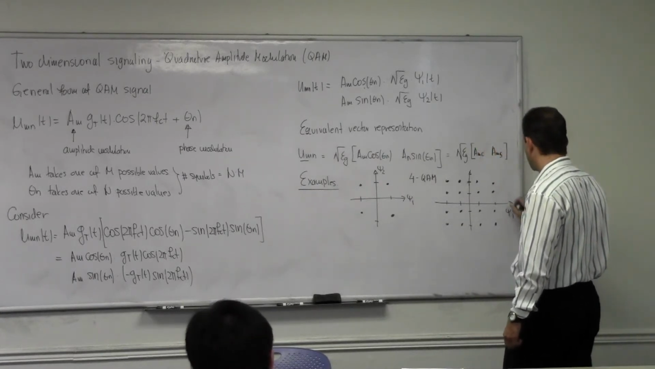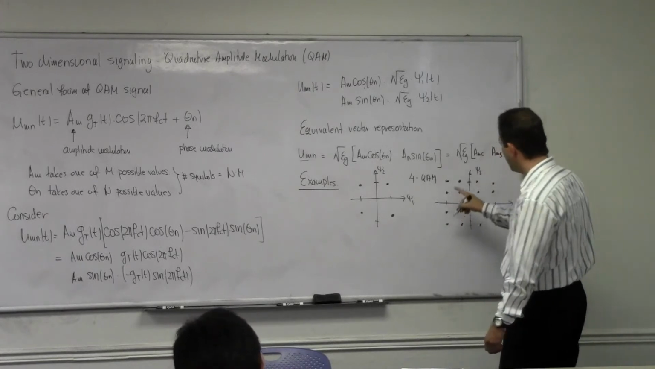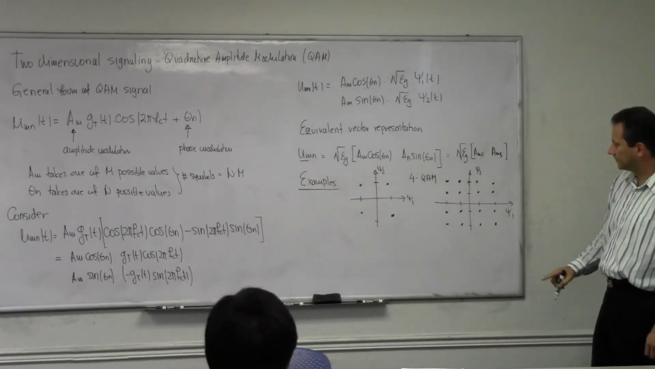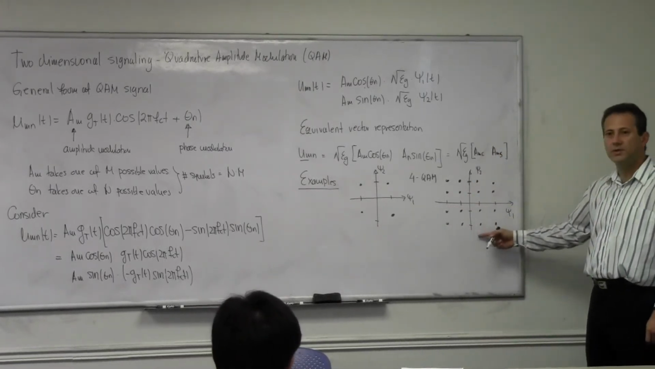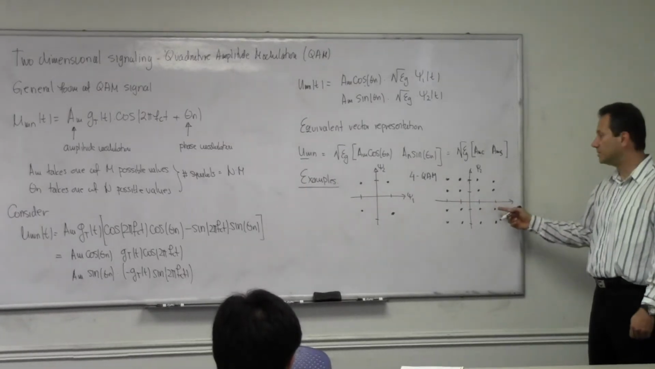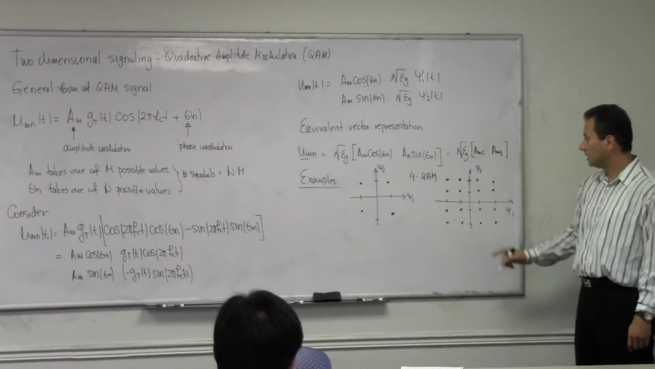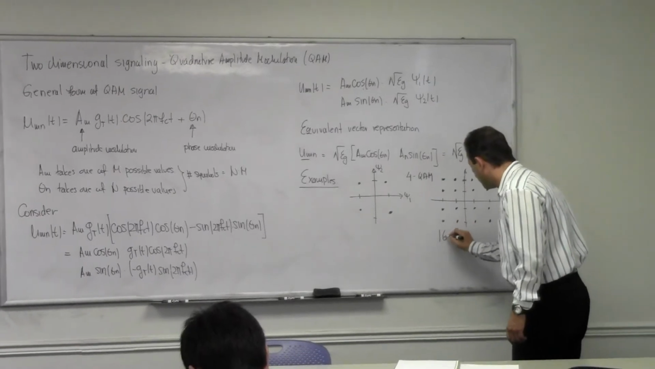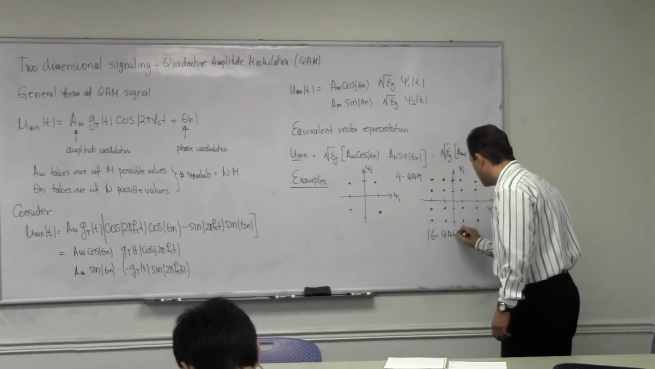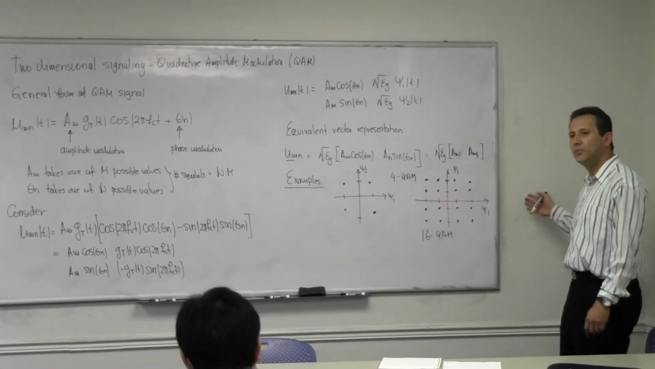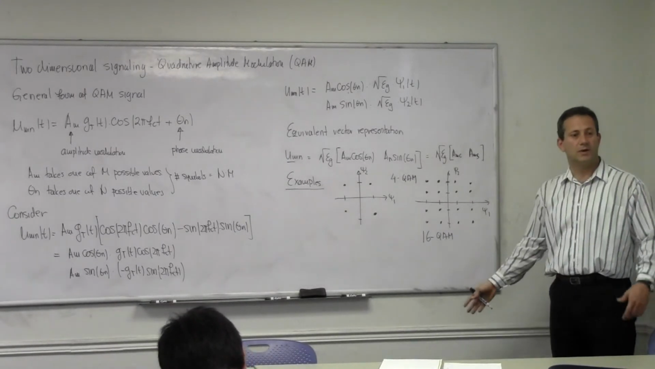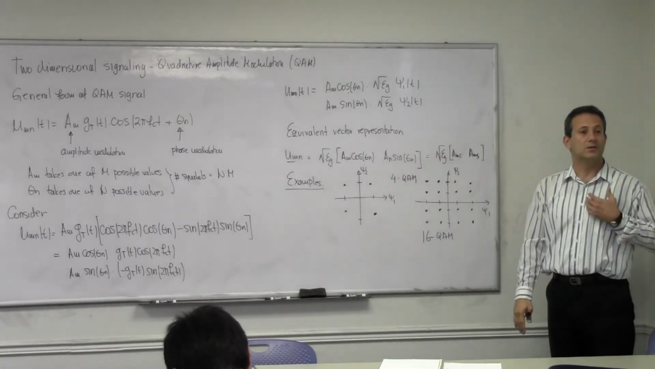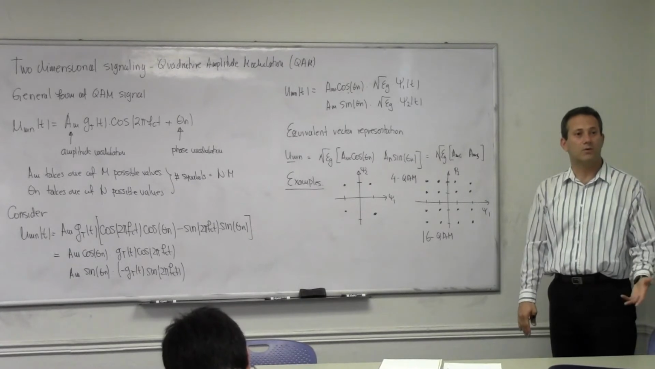All right, so this is side 1, side 2. How many points do I have here? Well, I have 4 possibilities this way, 4 possibilities this way, so I have 16 points. This one is called 16 quant. If I pick 8 points this way and 8 points this way, how many do I generate? 64, right? So 64 quant.